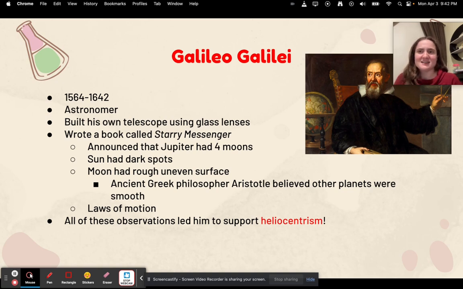And like today, we were like, well, yeah, duh, the moon has a rough and uneven surface. But before then, back in like the ancient Greeks, all the way up to Galileo, people in Europe just believed that other planets and our moon were smooth, such as ancient Greek philosopher Aristotle believed. And all these observations led him to also support heliocentrism. Heliocentrism. There we go. I got it.